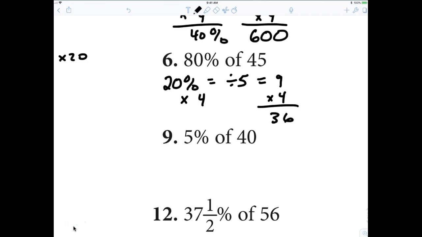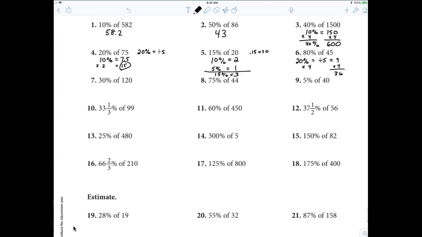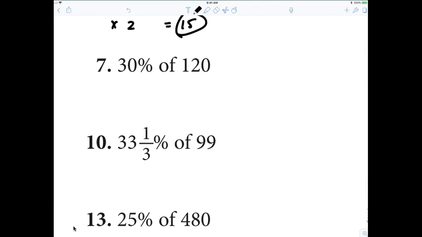All right, paying attention. Let's take a look at number 7. Everybody should be able to look at that and say that's obviously 36. Why is it 36? Because 10% of 120 is 12. You can multiply 3 times 12 now. Stay with me. 10% is equal to what, guys? 12. And I'm looking for 30%. So I would just multiply that by 3. So 30% is equal to 36.